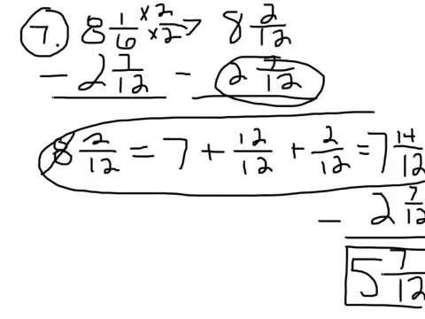We had to unbuild or ungroup the 8 and 2/12 to make it another mixed number, which is still equal. 7 and 14/12 is equal to 8 and 2/12. We just wrote it differently, so we had a larger numerator.